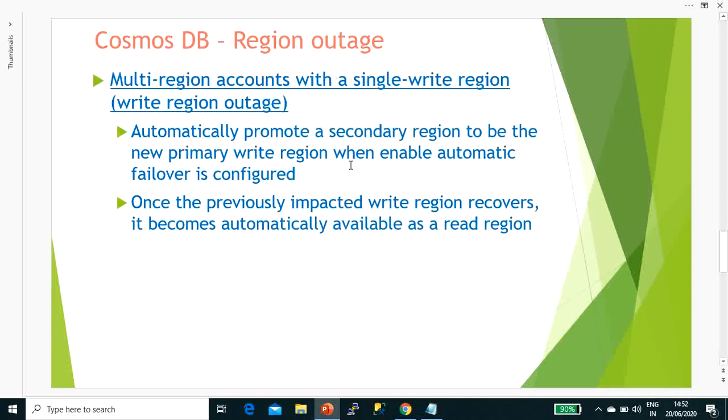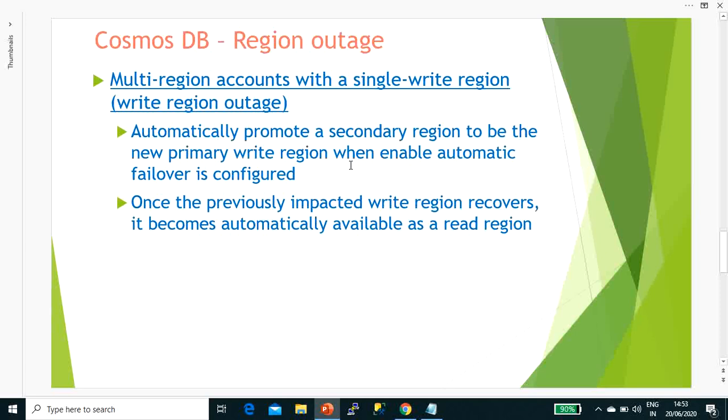So let's take the example of a region outage, a multi-region account with a single write region. Let's suppose we have created a multi-region account, and the write region that we have chosen goes down. What will happen? In that case, it will automatically promote the secondary region to be the new primary write region when automatic failover is configured. Suppose you have configured Australia East as the write region, and you have given the sequence that in case Australia East goes down, the first priority will be Singapore, and the next priority will be some other region. Automatic failover will pick up the Singapore region as the primary write region, and this is how it will start working.